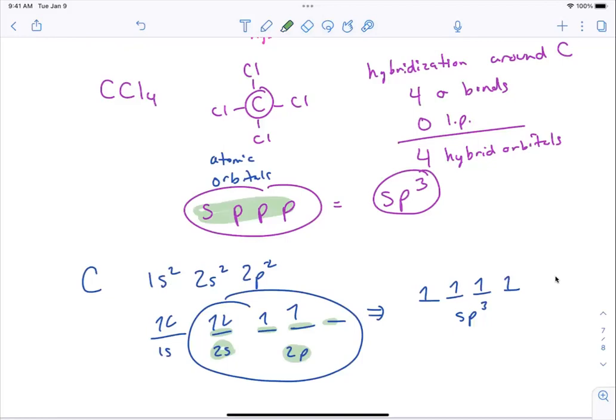Okay, normal carbon has 2s2 and 2p2, correct? Which doesn't make sense if carbon's trying to bond four times. So what happens is those orbitals of different energies come together and make four equal orbitals. And when they're equal, then the electrons can distribute across them. So let me redraw that. Okay, let me show you what I'm talking about.